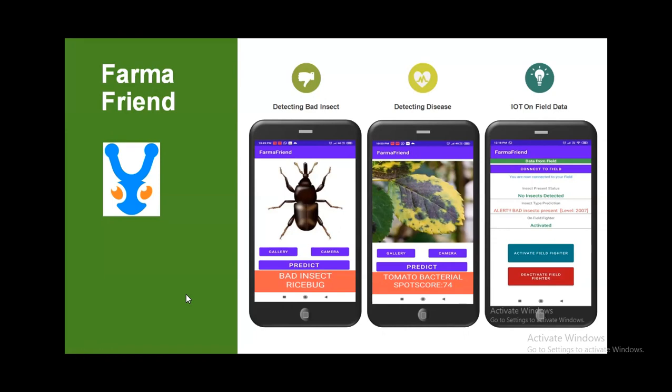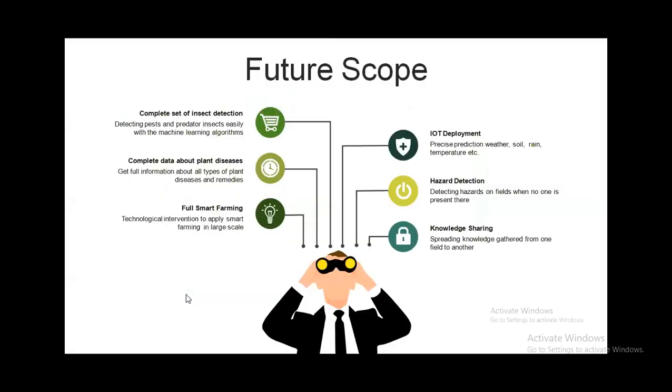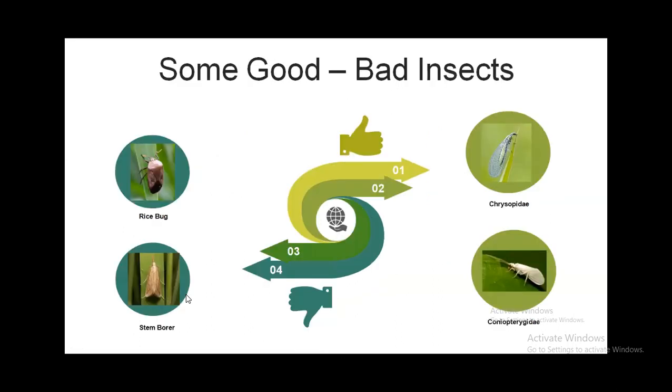So in short, this is the mobile application. As per the conclusion, I can conclude that the project gives a chemical-free pest control mechanism involving technology. We have to serve society by following nature. As per my speculation, these are the future scope of my project. Due to shortage of time, I am not able to explain all these things, but I have some idea how I can adopt them.